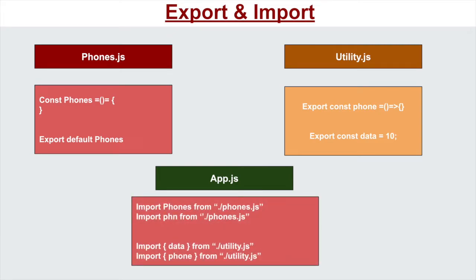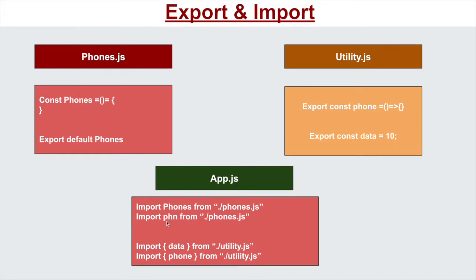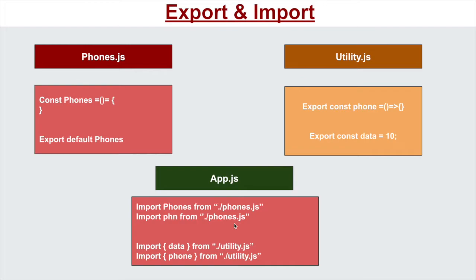you can see here: import phones from phone.js. You can use the same name, phones, or if you just import phone from phone.js, it will still work, because by default it's a phone and it will not give you an error. Whatever name you call it as a variable name will work by default, since you import from phone.js and it has only one export, which is phone.